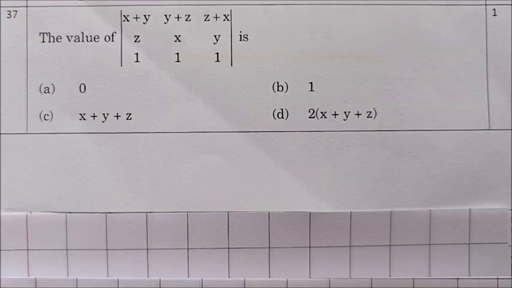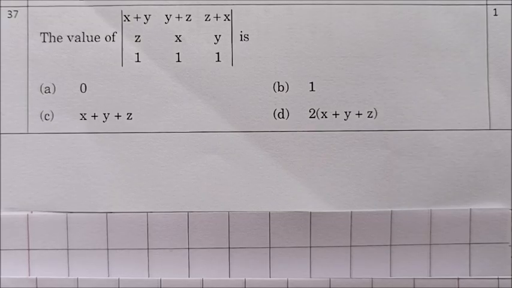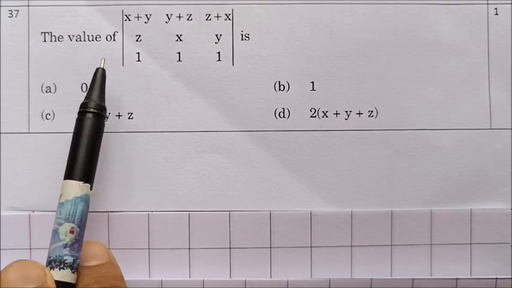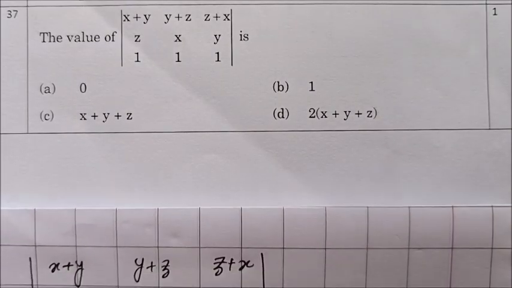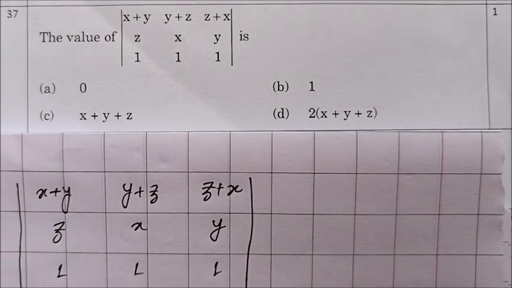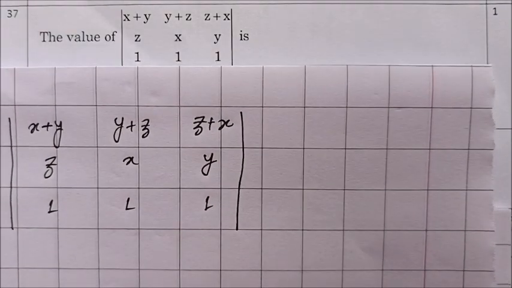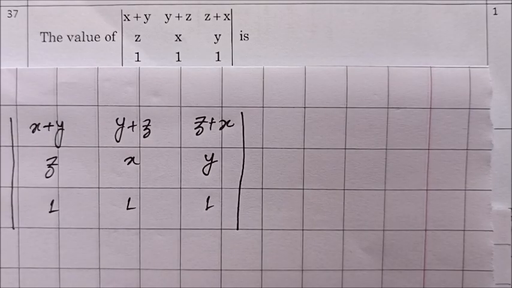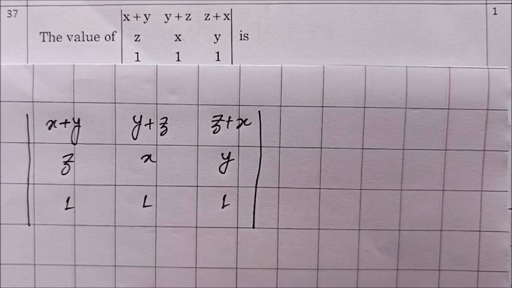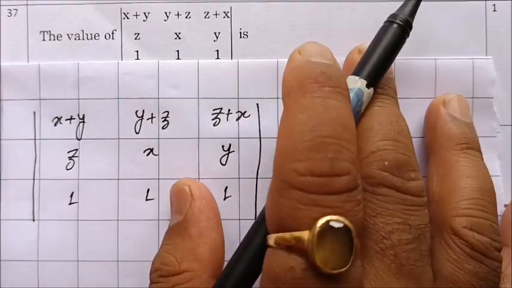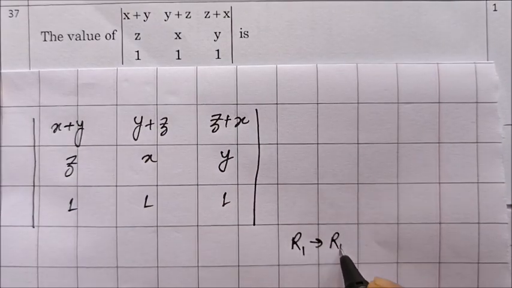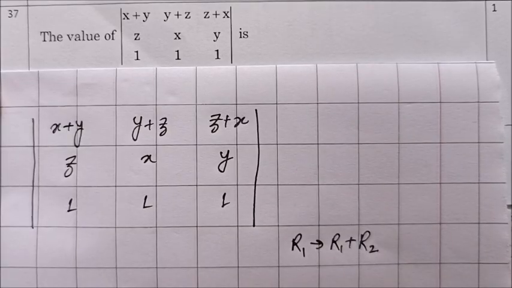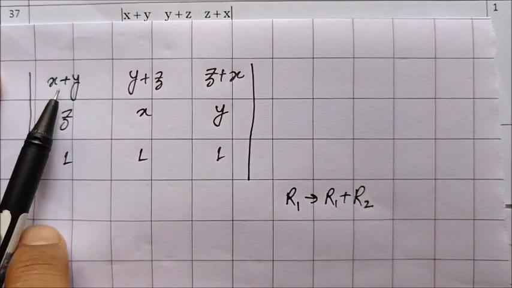Question number 37. In this question you can find the value simply by expanding it along R1 or C1, whatever you like, and the value will come. But I know you are preparing for your entrance examination, so I am teaching you something that is deleted from your textbook, that is properties of determinants. They are very wonderful properties. I don't know why they have been deleted. Suppose I write down here R1 tends to R1 plus R2. I am adding the first row and second row.